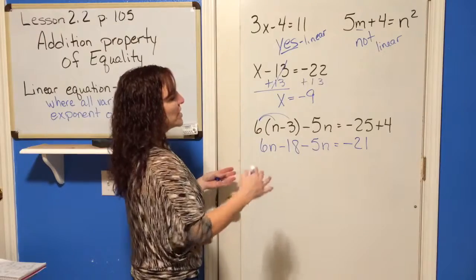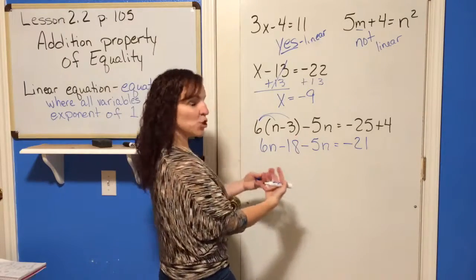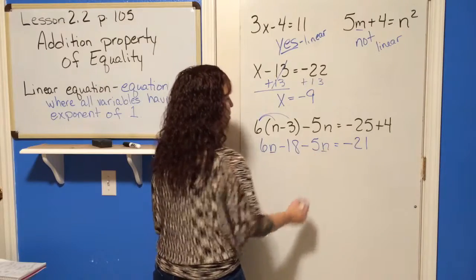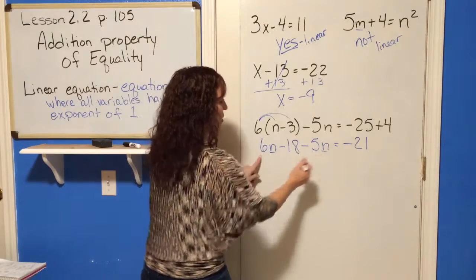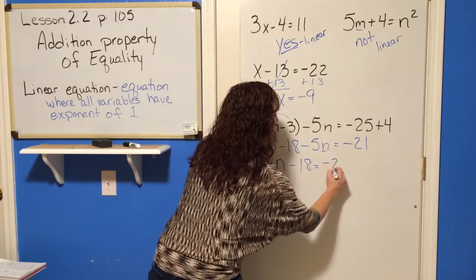So now, simplifying a little bit further, you need to put together any like terms. So we've got n in here and n in here. So 6n minus 5n, oh, that's just n. n minus 18 equals negative 21.